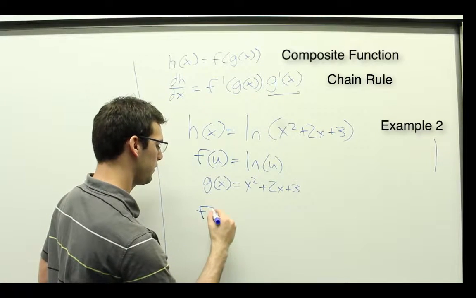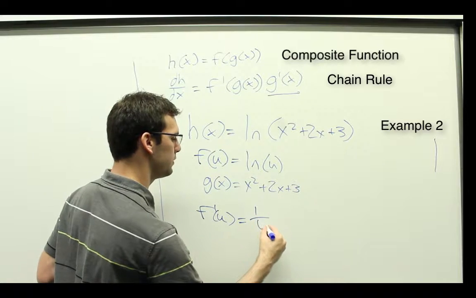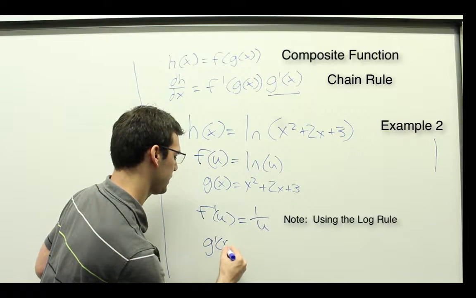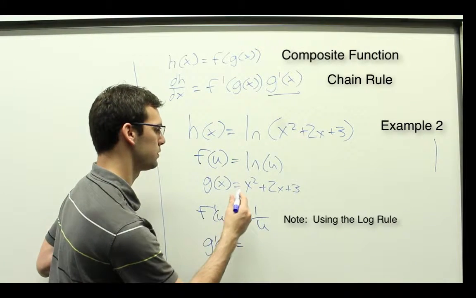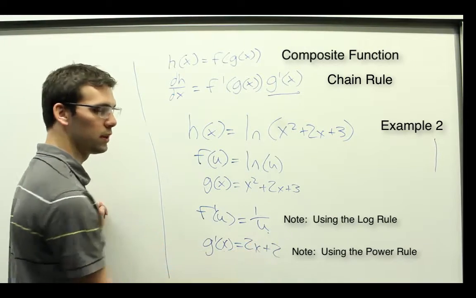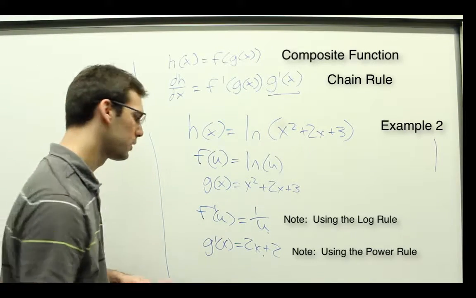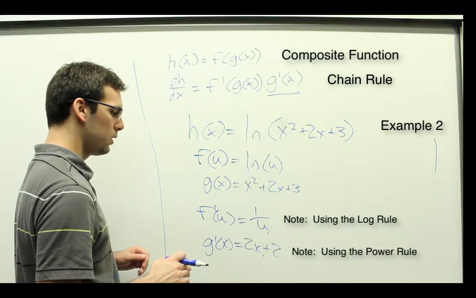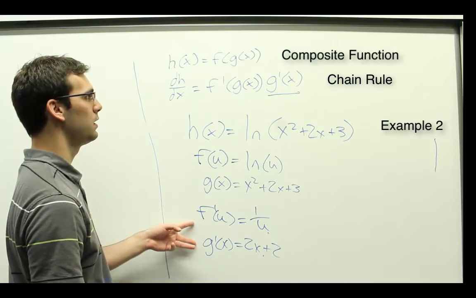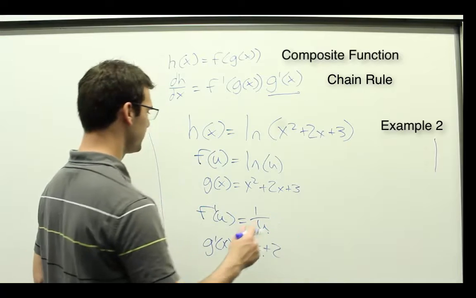So let's go ahead and take the derivative of these two functions in order to apply our rule. So f prime of u equals 1 over u, and g prime of x equals 2x plus 2. So here we used our log rule, here we used our power rule. Okay? So all we have to do then is substitute these things into the chain rule.